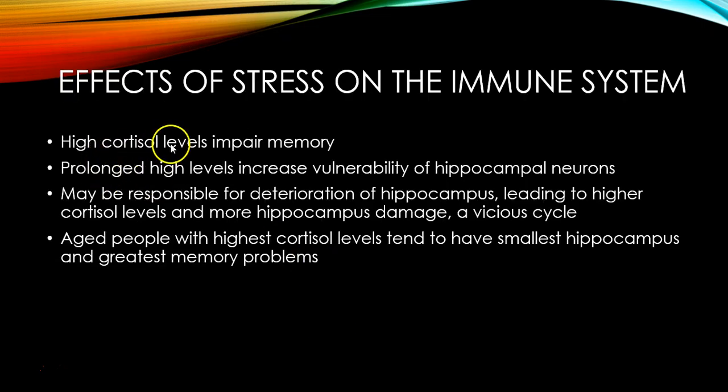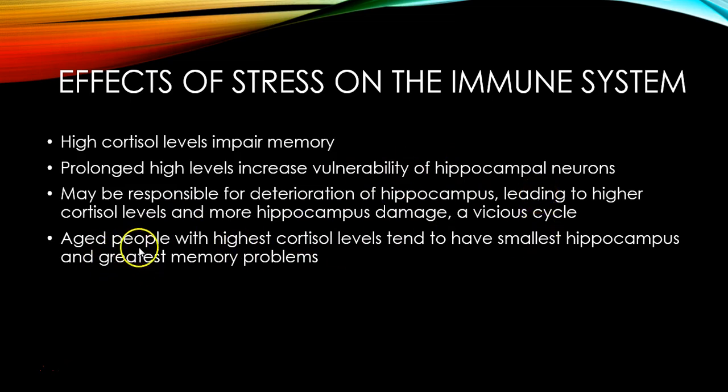We also see high cortisol levels for a long period of time impair memory. And perhaps this prolonged high level of cortisol, again being the stress hormone, increases vulnerability of neurons in the hippocampus. The hippocampus is an important part of our brain when we talk about memory. And so cortisol may be responsible for deterioration of the hippocampus, leading to higher cortisol levels and more hippocampal damage, which becomes kind of this vicious cycle.